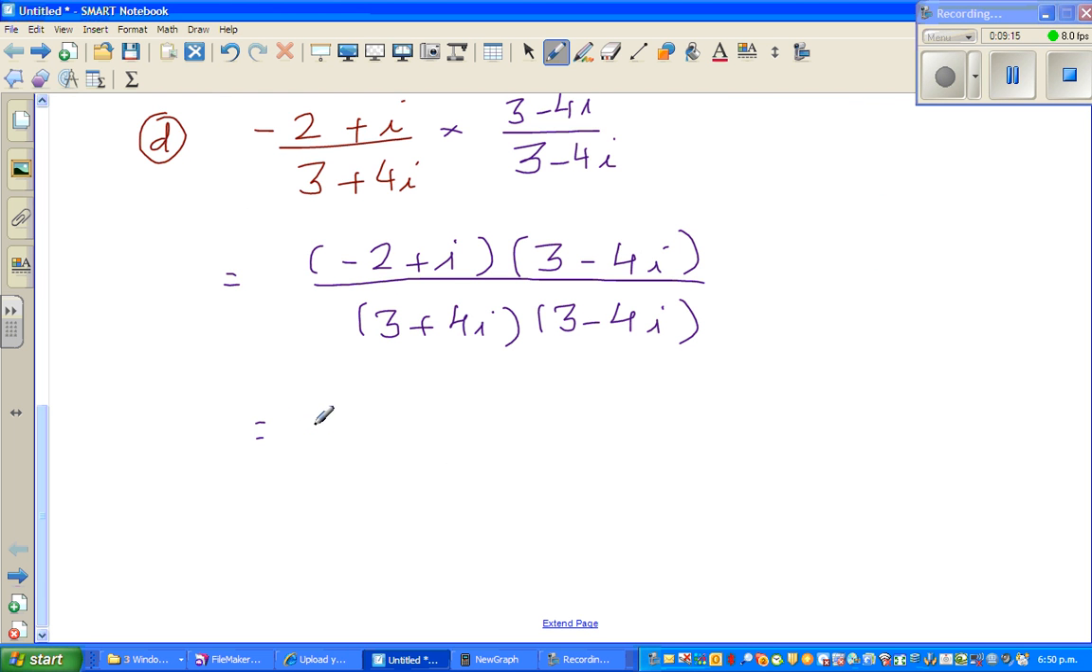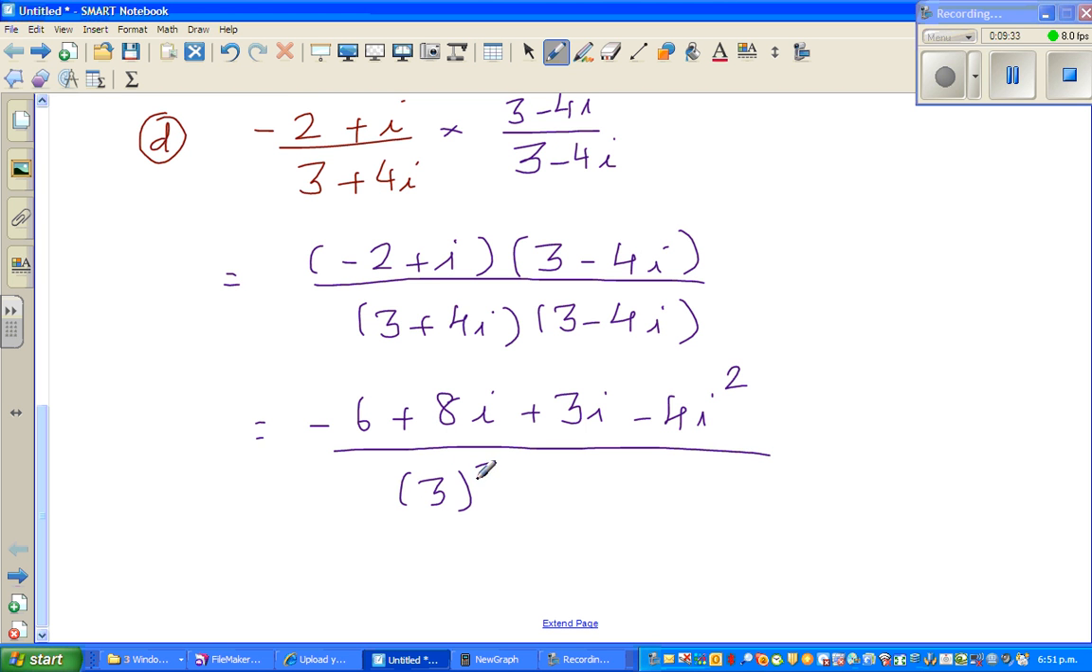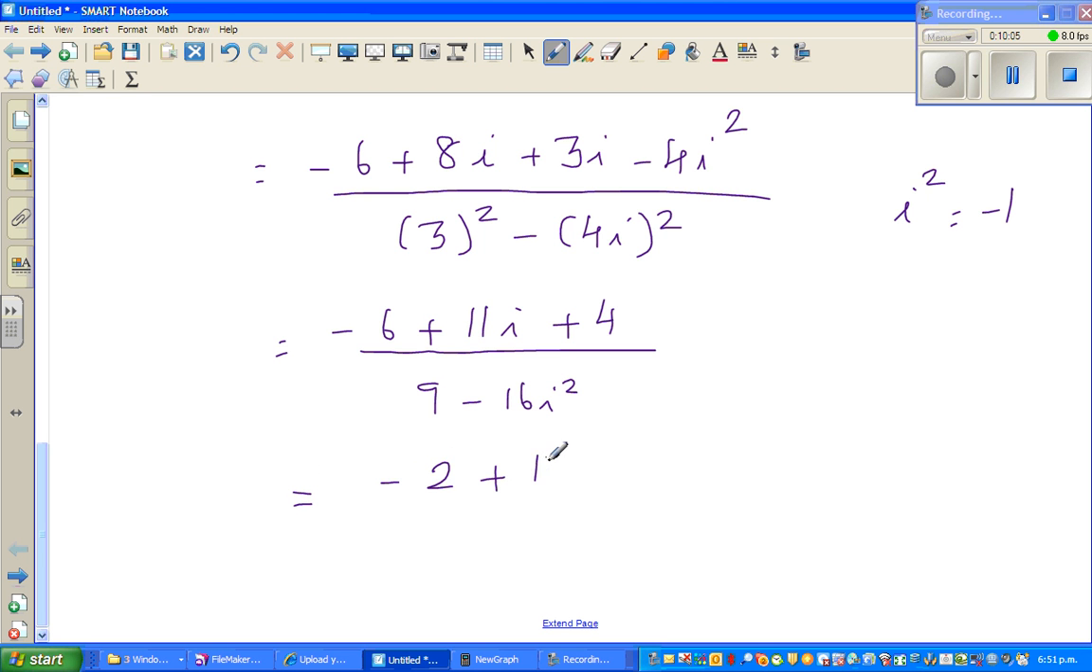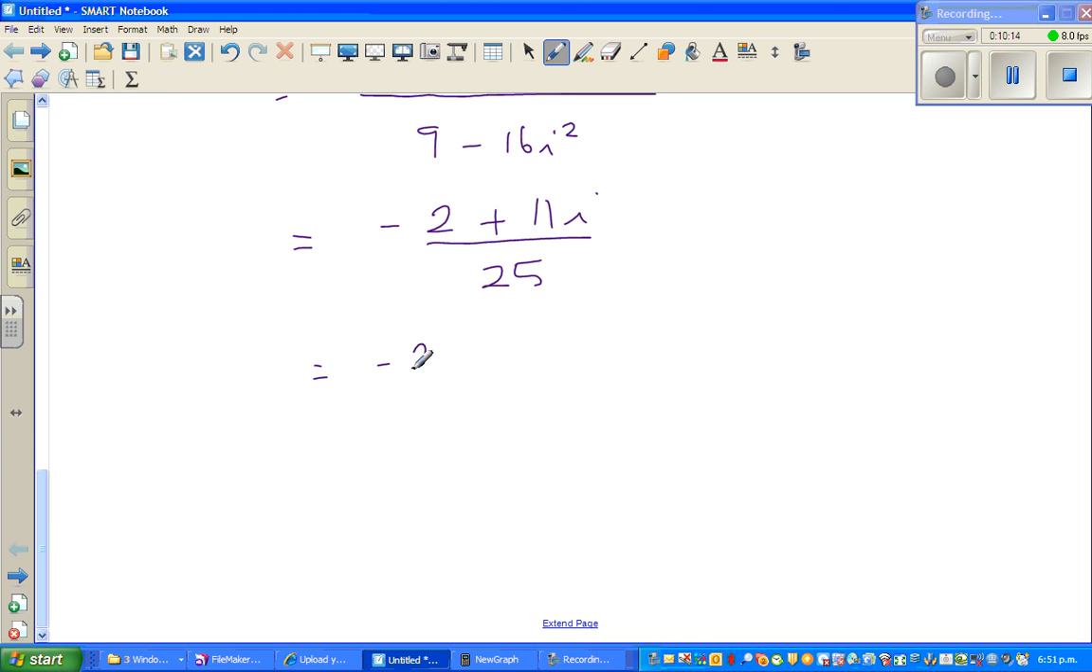Expanding this using the FOIL method, again this is minus 6 plus 8i plus 3i minus 4i squared over... Now this is the difference of two squares. This is nothing but 3 squared minus 4i squared. So this is minus 6 plus 11i, and this is minus 1, so this will become plus 4. Because i squared, you should know, is negative 1. So minus 4 times negative 1 is plus 4, divided by 9 minus 16 i squared. Again, i squared is negative 1, so this is minus 2 plus 11i over 25, because this becomes 16, 9 plus 16. So the final answer is minus 2 over 25 plus 11 over 25 i.